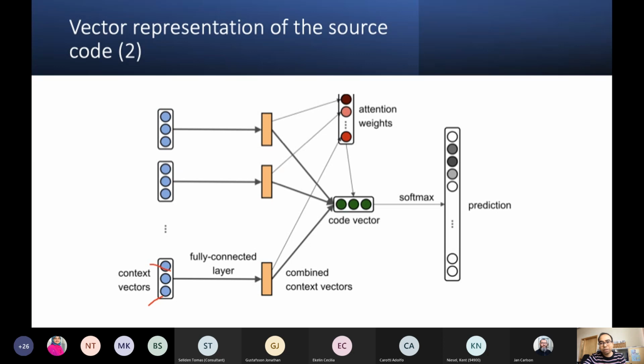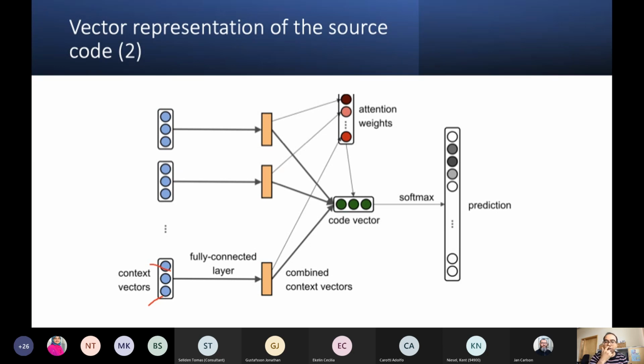So the code vectors are aggregated. The scalar weights and these code vectors are then linearly combined to obtain the code vector, which is later softmax normalized.